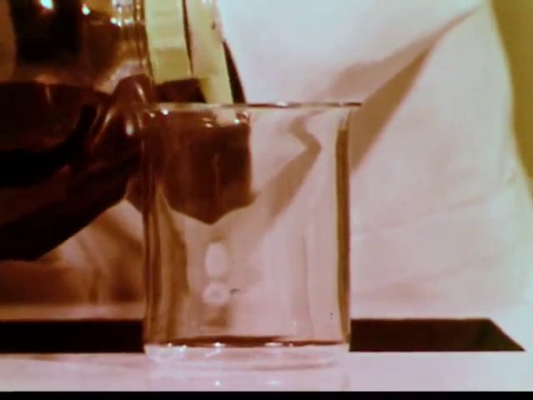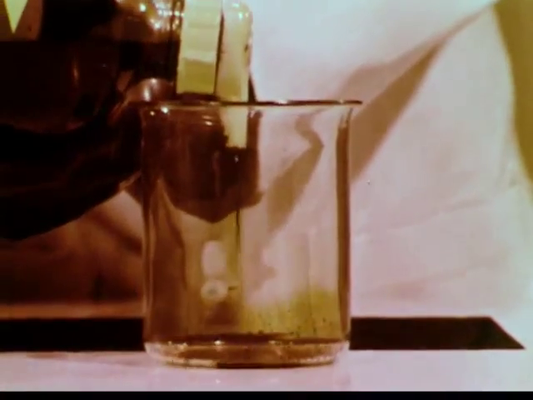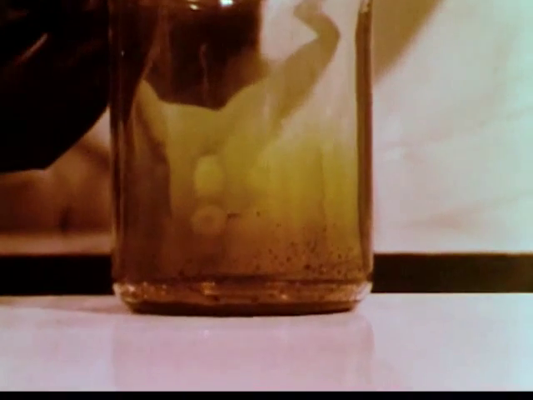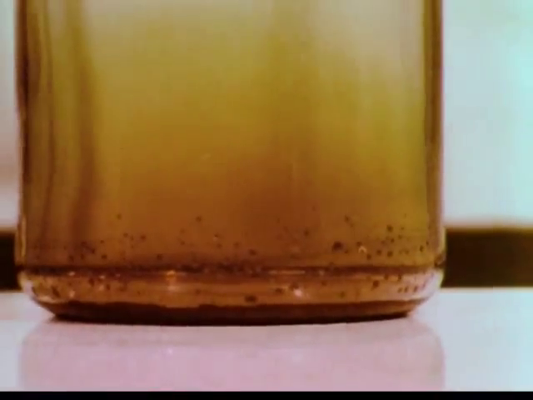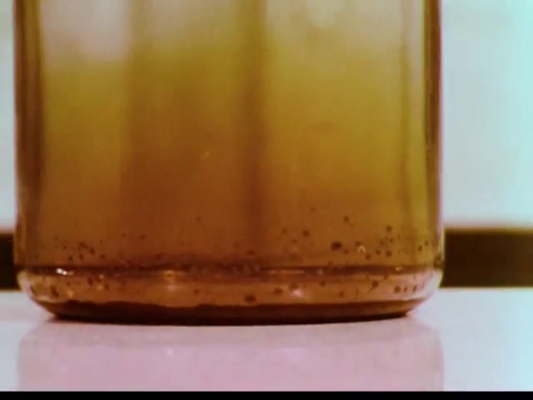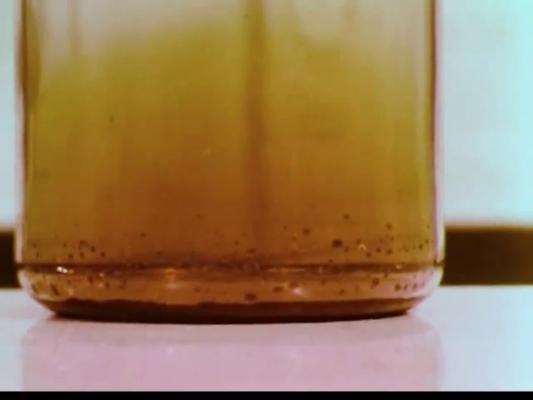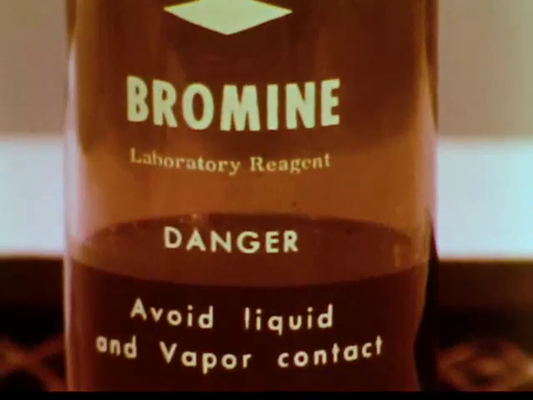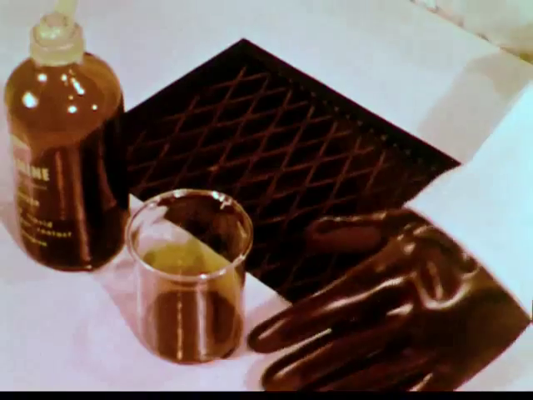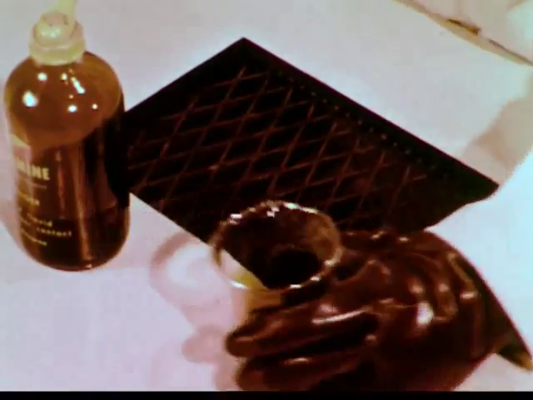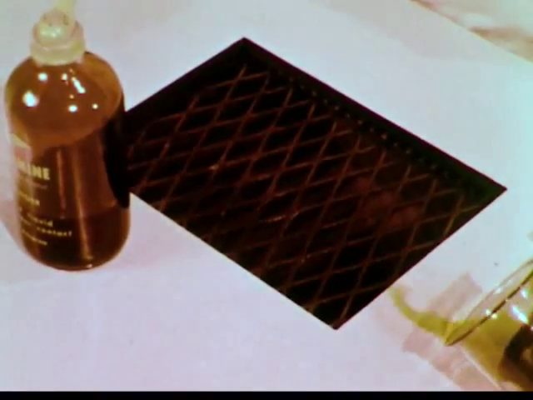Here is a sample of the element. Bromine is the only non-metallic element that is a liquid at room temperature and pressure. Because of its high vapor pressure, bromine evaporates readily even at room temperature, forming a colored gas. Bromine is highly irritating and toxic. Special precautions must be taken in handling it, including rubber gloves and an exhaust system. Note that the gas is more dense than air.